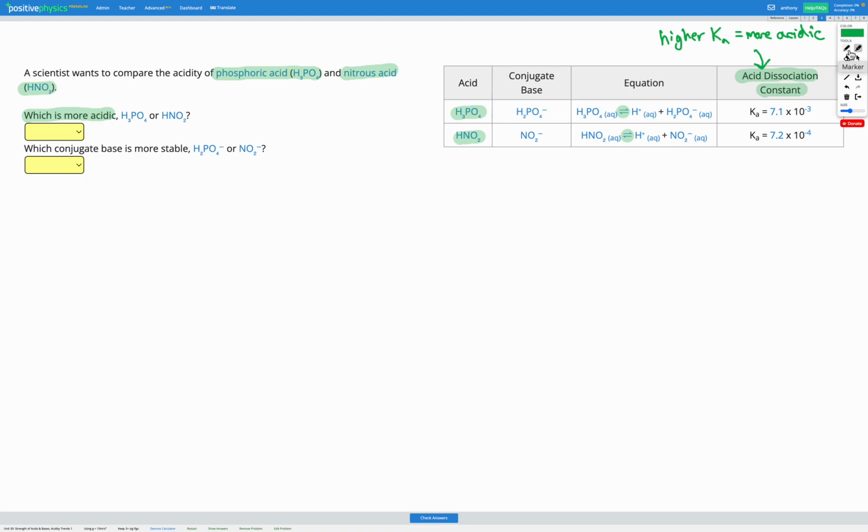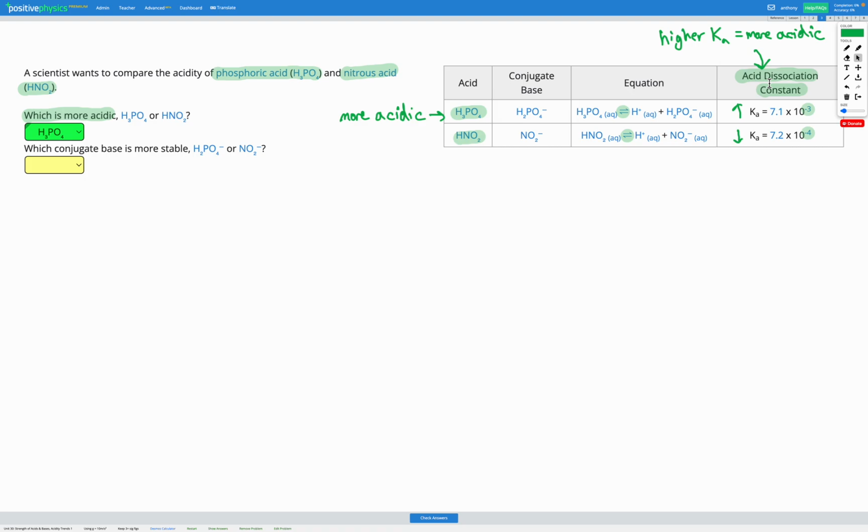H3PO4 has a Ka of 7.1 times 10 to the power of negative 3. HNO2 has a Ka of 7.2 times 10 to the power of negative 4. So the Ka for H3PO4 is bigger than the Ka for HNO2. This Ka is bigger, this Ka is smaller. So that means H3PO4 is going to be the more acidic acid. So we can fill in here which is more acidic. It's going to be H3PO4. We know that because it has a higher acid dissociation constant.